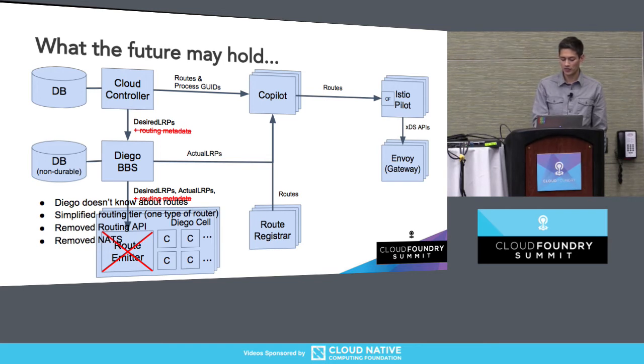And with that, we can remove the route emitter, and we'll just drop this cell picture altogether. So starting from Envoy and working backwards, we know that Envoy gets its configuration from Pilot through the XDS APIs. Pilot has the Cloud Foundry adapter, which talks to Copilot. So Copilot sends its routes to Pilot. And then Copilot gets data from Cappy, which knows about the desired world, and then Diego, which knows about the actual world, and joins this data to provide the routes so that Pilot understands where these services live within Cloud Foundry.